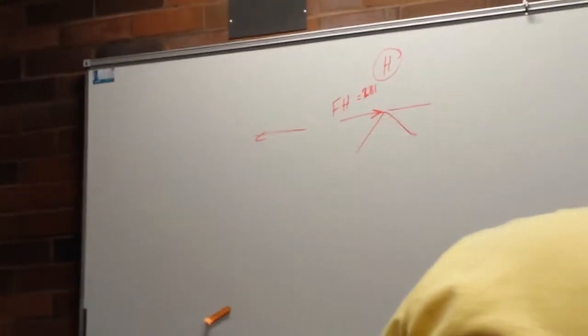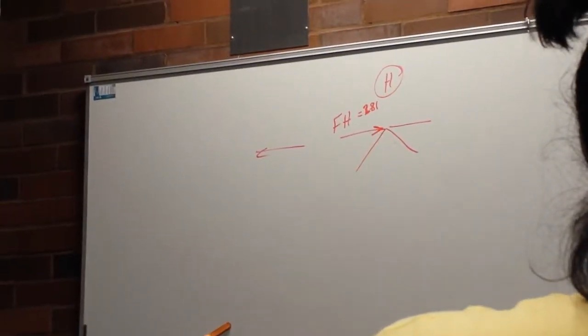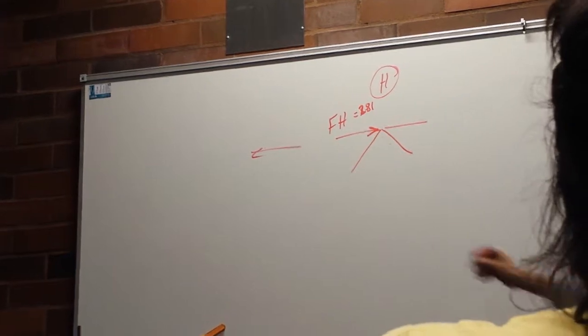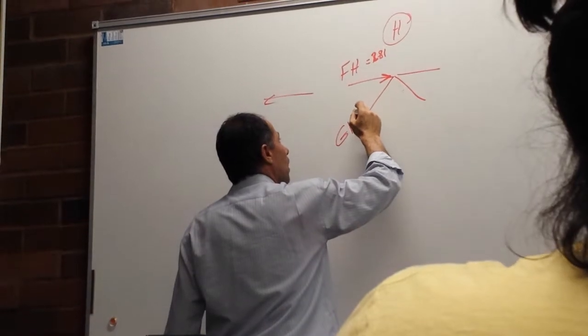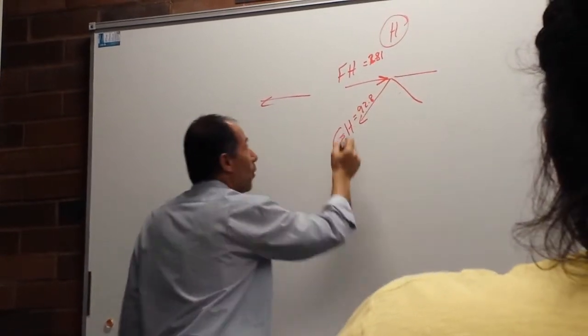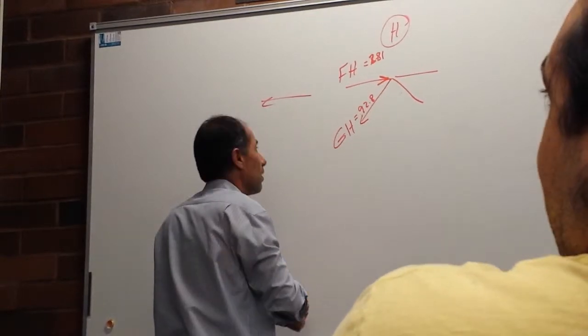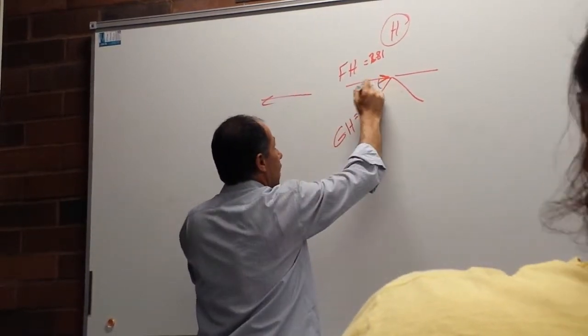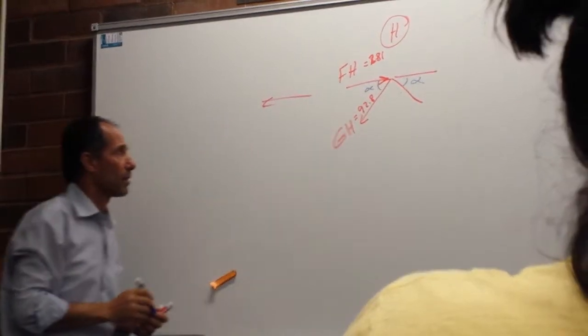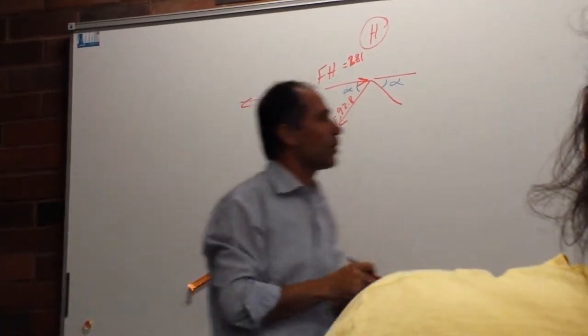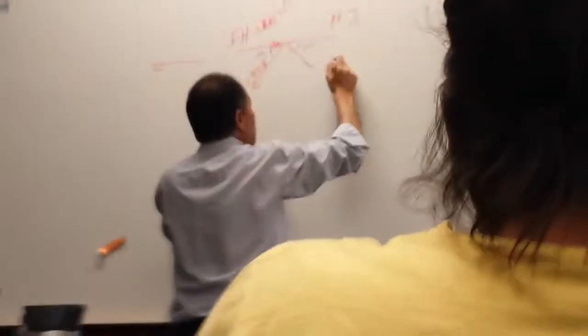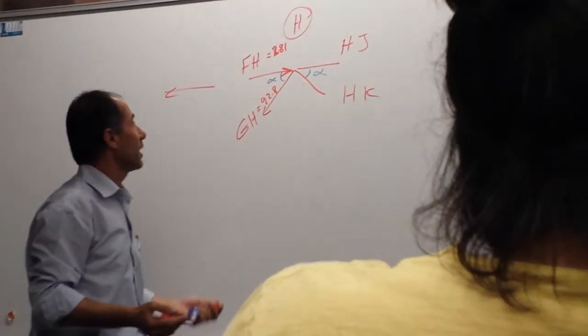The other one here was GH going up, HJ is going down. GH, what was the value? 93.8. 92.8. We know this angle here, alpha. This is alpha, and this is alpha. So, what direction do you need to write for these? HJ and HK. This is HJ, this is HK, correct?